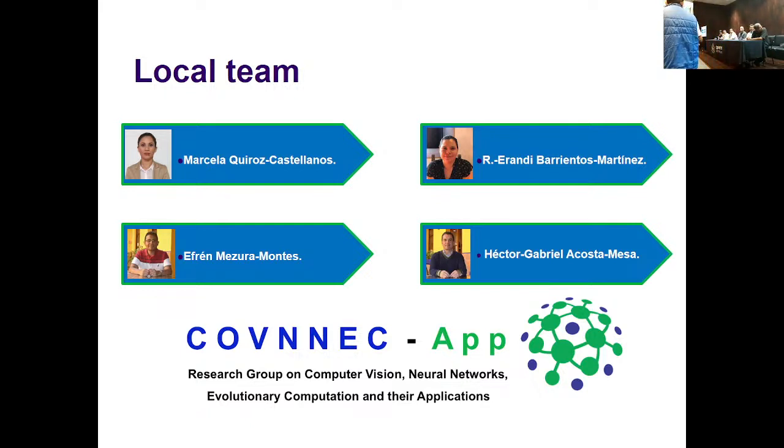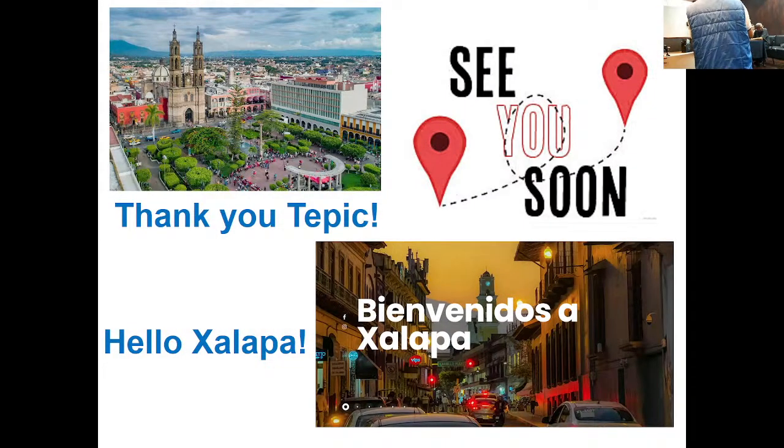Han dejado la vara muy alta, entonces tenemos mucho trabajo que hacer para poder cumplir con las expectativas de organizar el MCPR. Y bueno, agradecemos la oportunidad, le damos las gracias a Tepic y nos vemos pronto en Jalapa. Muchas gracias.